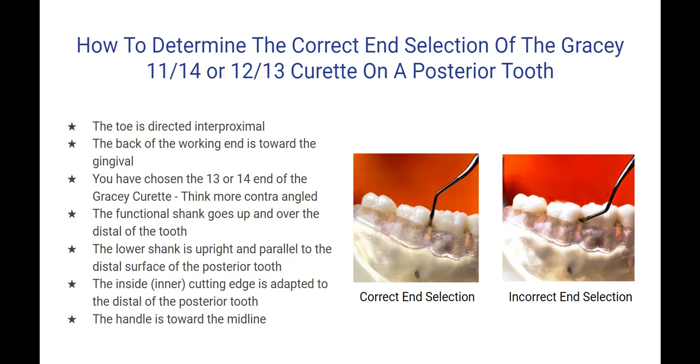The inside or inner cutting edge is adapted to the distal of the posterior tooth. The handle is towards the midline. The first picture is of the correct end selection. The second picture is of an incorrect end selection. The functional shank is going down and around the tooth in the photo, down and around. This is incorrect end selection.